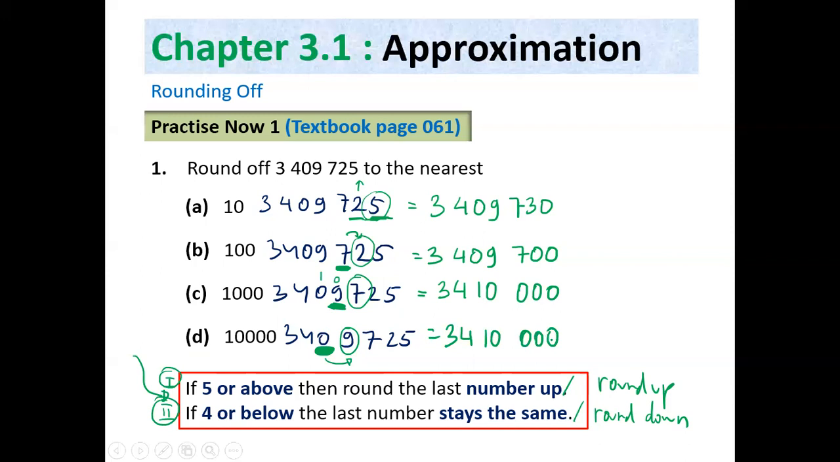Okay. So C and D are the same because of the 9 here. C is quite special because we think of 9.